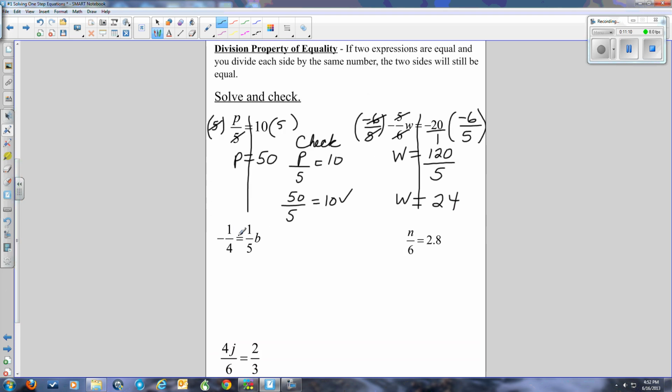Let's do this again. We have negative 1/4 equals 1/5 b. We want to get b by itself. Normally we would say 1/5 is multiplying the b, so that means we'd like to divide by 1/5. When you divide by 1/5, it means that you flip over the fraction and multiply by the reciprocal. That's what that's called. So the 5's will cancel, the 1's will cancel, and we're left with b equals, so let's go ahead and multiply across. 5 times negative 1 is negative 5, and 1 times 4 is 4. So we have b equals negative 5/4.